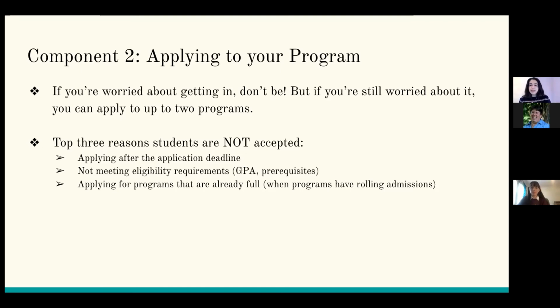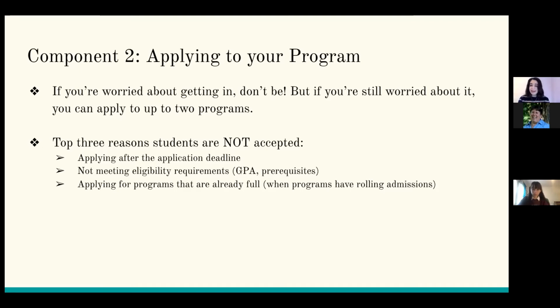So the top 3 reasons that we see students not get accepted into a particular program. One is applying after the application deadline, pretty straightforward. Another is not meeting eligibility requirements. So if they have on their website, like, you need to take these 5 courses before you can apply, and you haven't taken them, also pretty straightforward. And then the third one is a little bit more sneaky. If you apply for a program that is already full, but it still is before the application deadline, you're not going to get in. And a lot of these programs have rolling admissions deadlines.